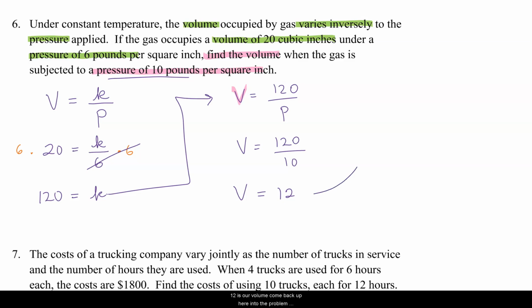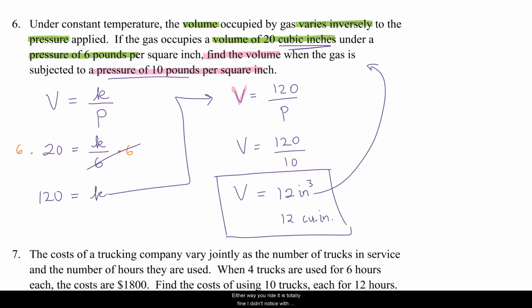Come back up here into the problem, check your units. Volume is cubic inches. Inches cubed, or you can say cubic inches. Either way you write it is totally fine. And then notice, with inverse variation, P is 6 and our volume is 20. When we increase the pressure to 10, our volume decreases from 20 to 12. So there's that inverse relationship. When one variable goes up, the other variable goes down.